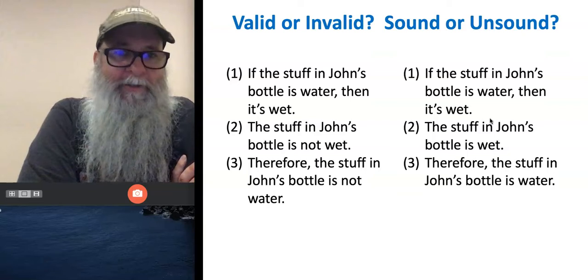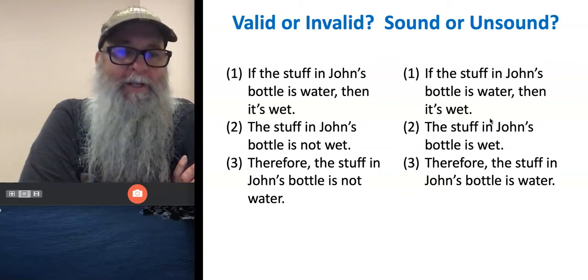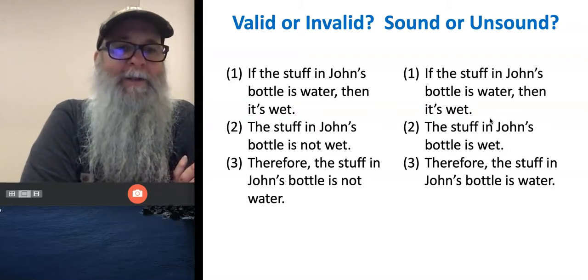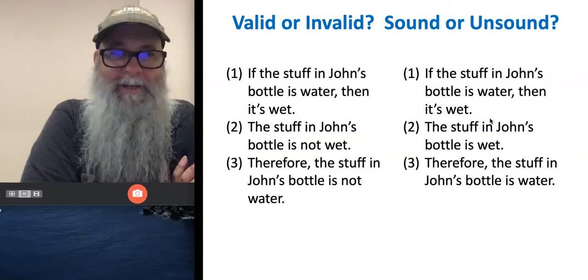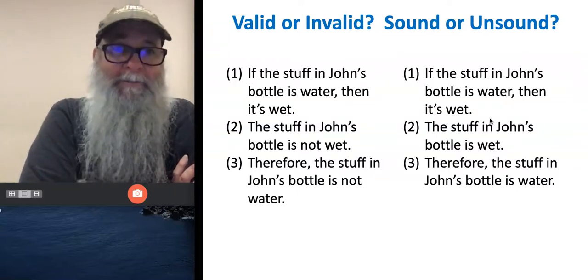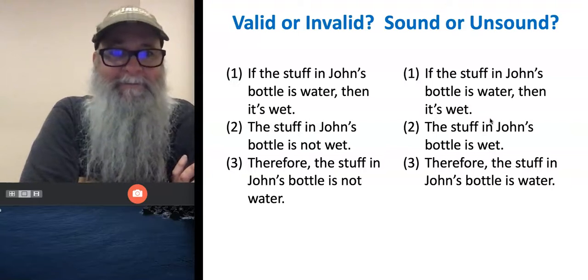If it's true that if the stuff in John's bottle is water, then it's wet, and if it's true that the stuff in John's bottle is not wet, does that mean it has to be true that the stuff in John's bottle is not water? So think about that. If you want more time to think about it, you could do my favorite thing, which is pause the video and think about it.